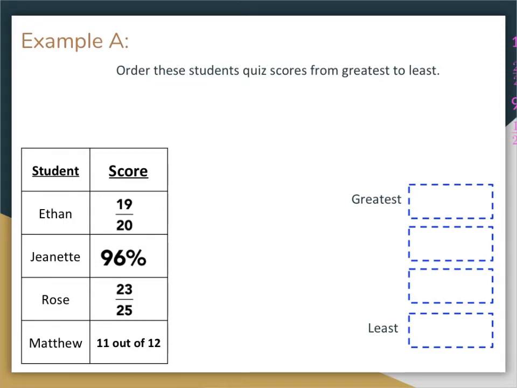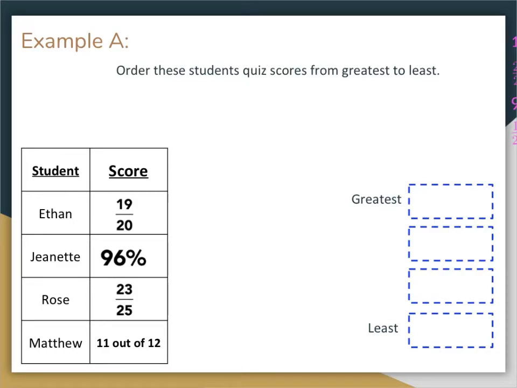So we're going to have to turn these all into one type of thing because they're very close. All of them are very close to being perfect scores. 19 out of 20, just one away. 96% is very close. 23 out of 25 is very close. 11 out of 12 is very close. So we're going to have to turn all of these into decimals in order to figure out which is which.